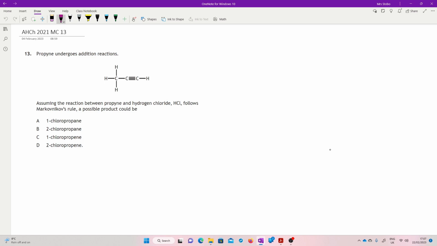Question 13. Propyne undergoes addition reactions, and we've got a nice little picture of propyne. Assuming the reaction between propyne and hydrogen chloride follows Markovnikov's rule, a possible product could be. Markovnikov says, basically, hydrogen goes to hydrogens. Whatever has the greatest number of hydrogen substituent groups gets the hydrogen. This one is going to get the hydrogen, and the other one is going to get the chlorine.